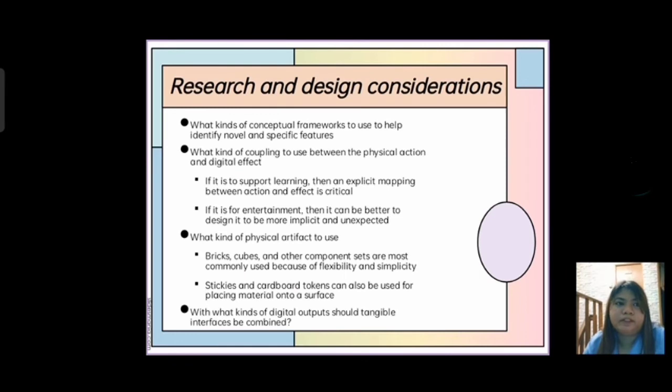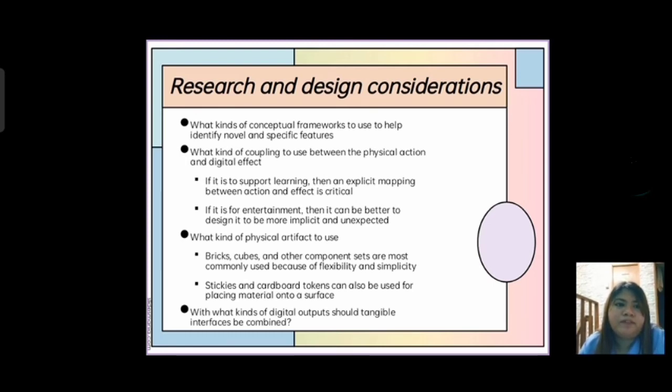Research and design considerations. What kinds of conceptual frameworks to use to help identify novel and specific features? What kind of coupling to use between the physical action and digital effect? If it's to support learning, then an explicit mapping between action and effect is critical. If it's for entertainment, then it can be better to design it more implicitly and unexpectedly.